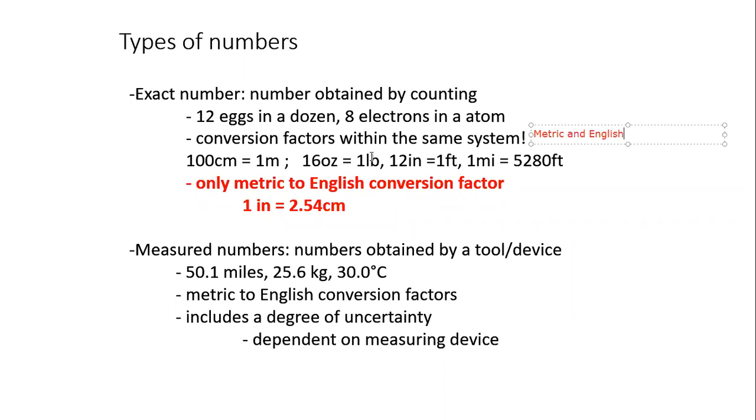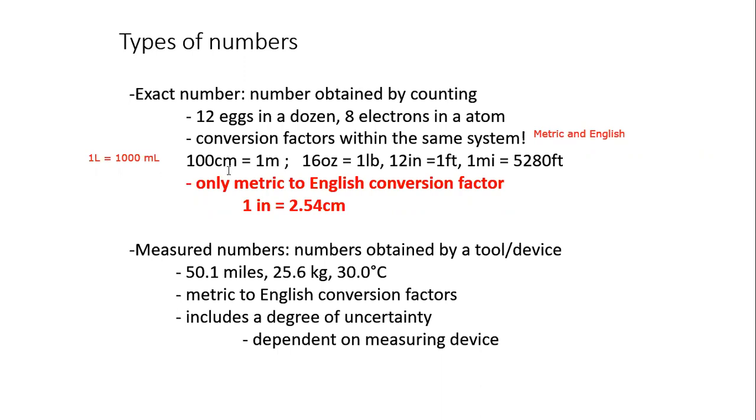So whenever you see that both units in a conversion factor are in the same system of measurement, it's an exact quantity. If we look at another metric one, for example, we say 1 liter equals 1,000 milliliters, this is an exact quantity because liter and milliliter are both metric.